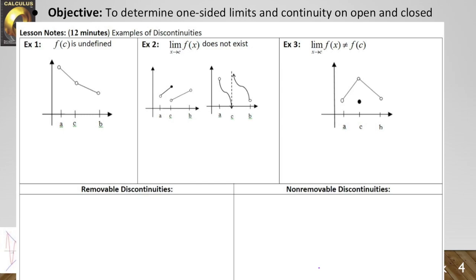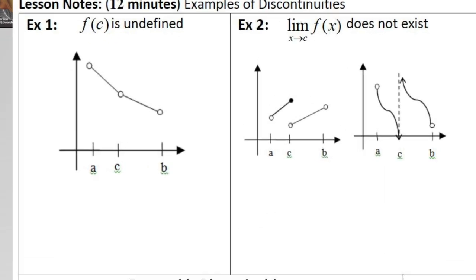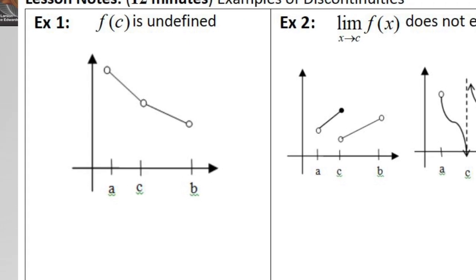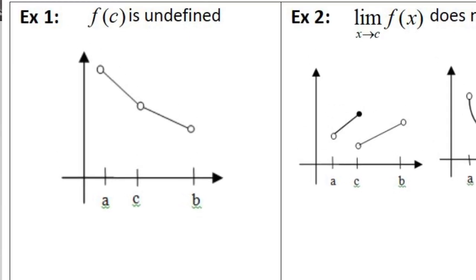So our first three examples are going to be talking about discontinuities and what they might look like. So for example 1, we have f of c is undefined, and we can see that because there is a hole in the graph. So when you think about the domain of this graph, you would write A to C, do not include the C, union C to B when we're using interval notation. Notice A and B are also not included in your domain.